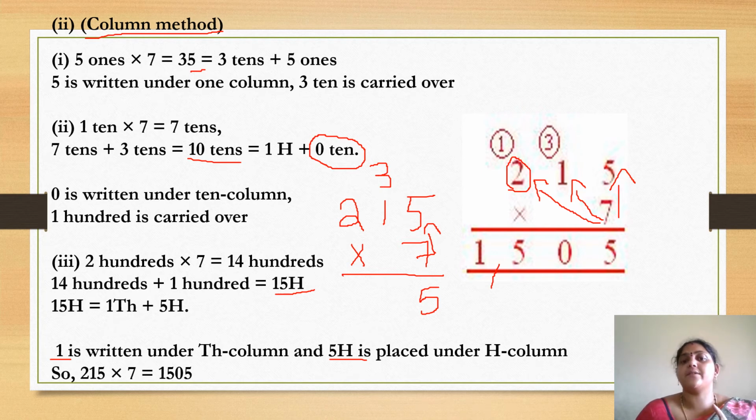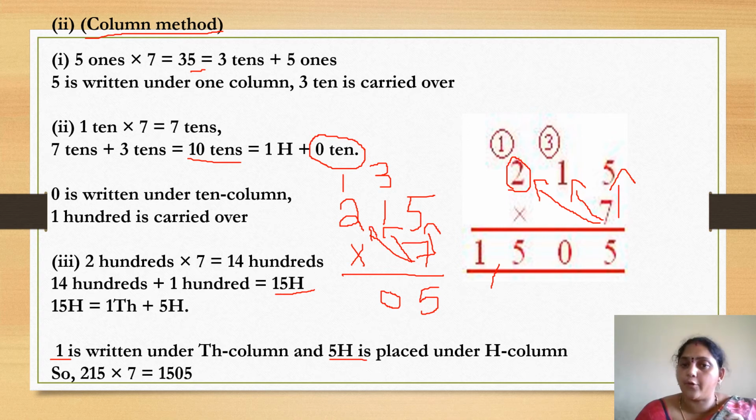Now, this 7 should be multiplied with our tens place. Now, 7 ones are 7. 7 plus, already we are having 3 tens carried forward. That's why that 7 plus 3 should be added. When you are adding, it will become 10 tens. Then you have to write 0 in the tens place value and you have to write 1 in the hundreds place value. Now, this 7 should be multiplied by 2.